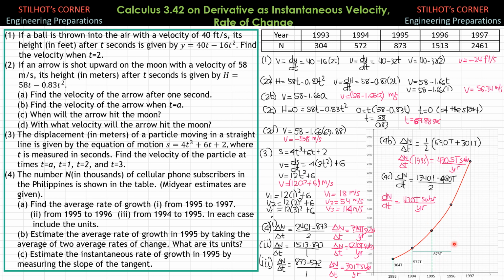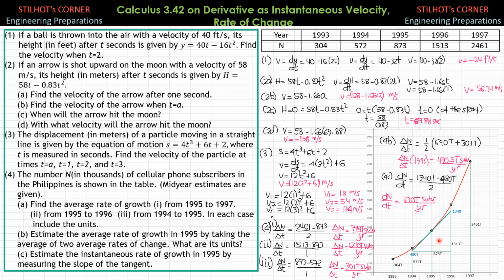1995, 873,000. 1996, we have 1,513,000. Then 1997, we have 2,461,000. So we have to draw the tangent at this point here. Then this is estimated to be 1,340,000 subscribers there. And here at the lower part, 480,000 subscribers.